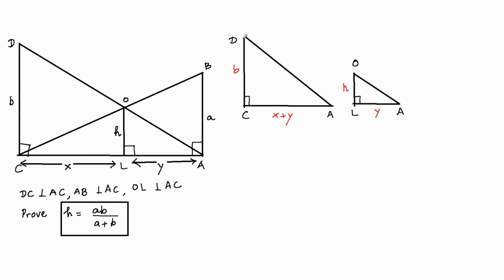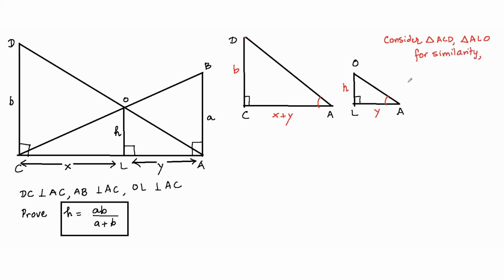So if you take these two triangles, I notice that angle C is equal to angle L, and angle A is common in both the triangles. So I can definitely prove that these two triangles are similar. Let me do that over here. So consider triangle ACD and triangle ALO for similarity.